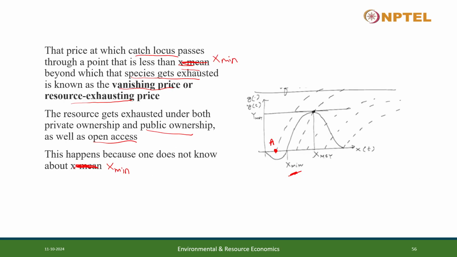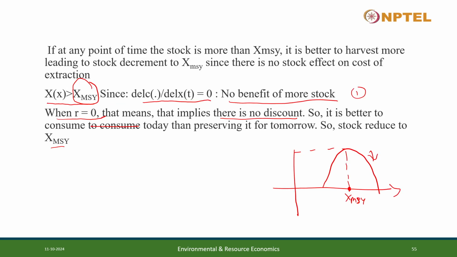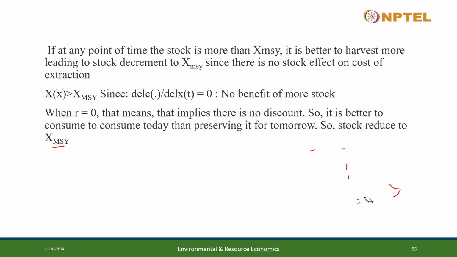So what you are saying is, if our rate of extraction is below the biological limit, then there is no benefit of future stock. I'm trying to give a physical interpretation. For example, if the fish grows beyond x msy, anyway they are going to die. So even if you extract it, it is not going to add much to the future stock or something like that. Correct? Yeah.